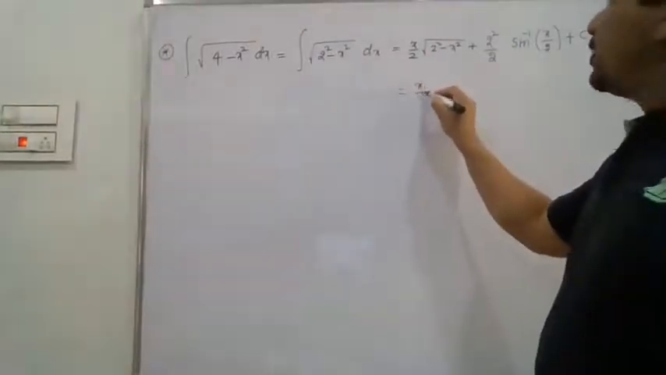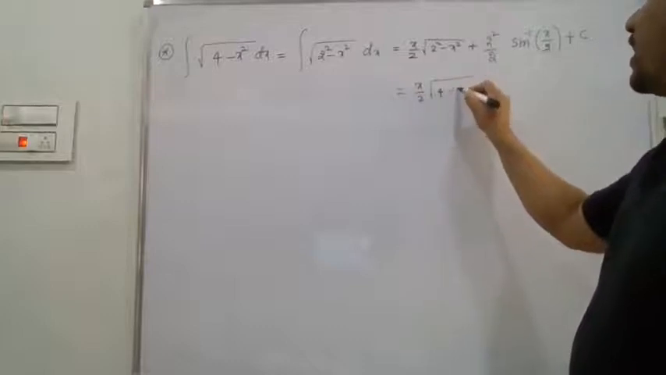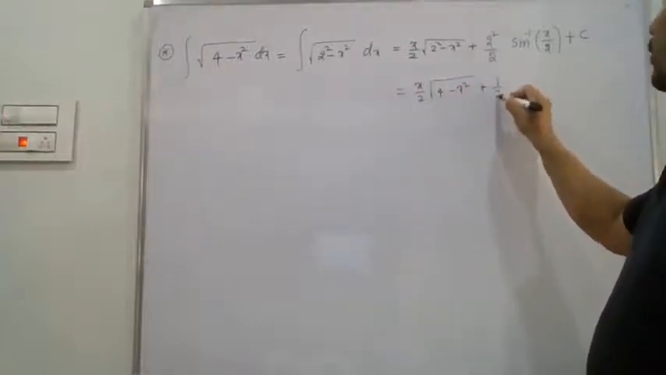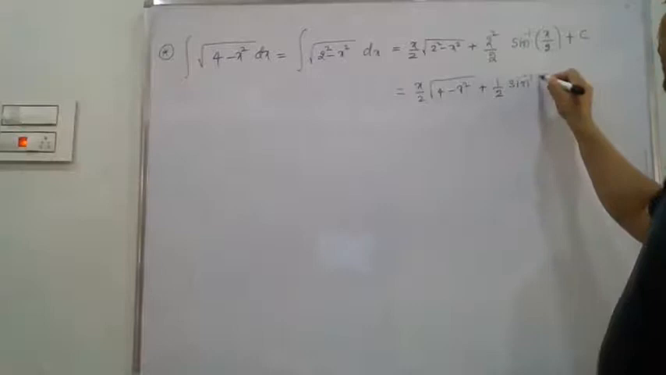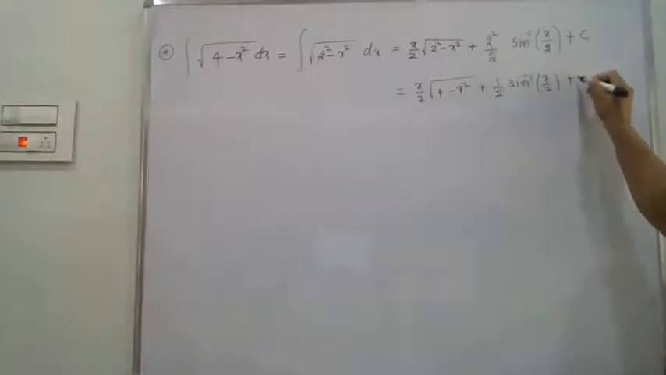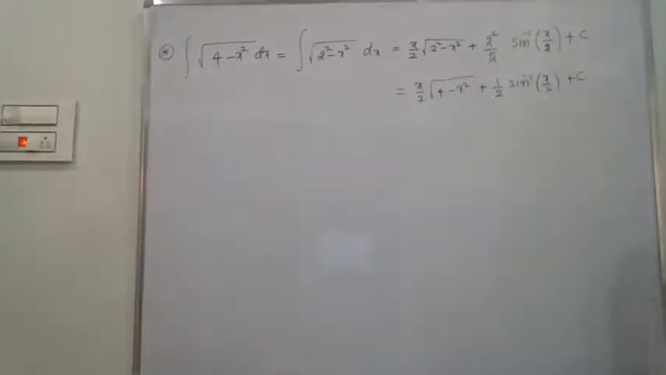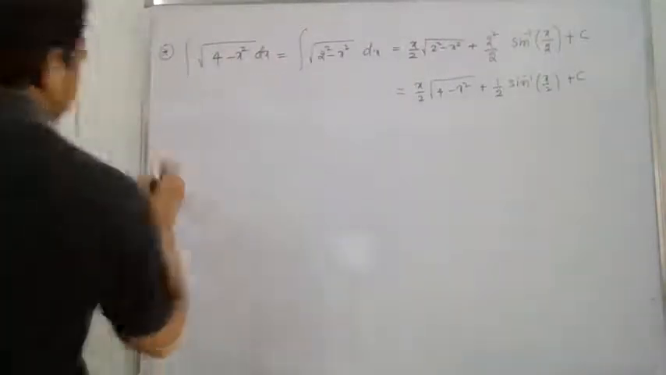From here, x by 2 into square root of 4 minus x square plus 1 by 2 into sine inverse of x by 2 plus constant. So this is the way to solve the question.